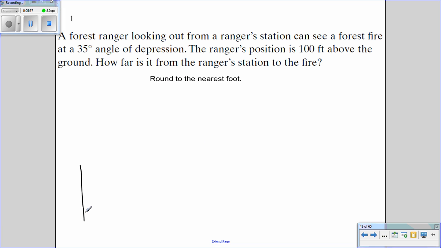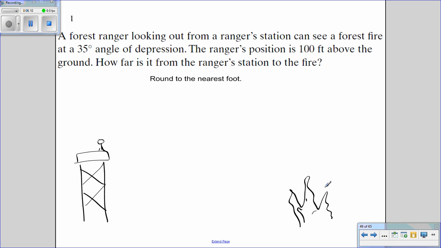So let's give ourselves a little drawing here. All right, here's our ranger station. Here's our ranger. And over here we have a fire. Don't make fun of my fire either. It's awesome. A little smoke coming out of it. There we go. Okay, so the ranger looks down, sees the fire.